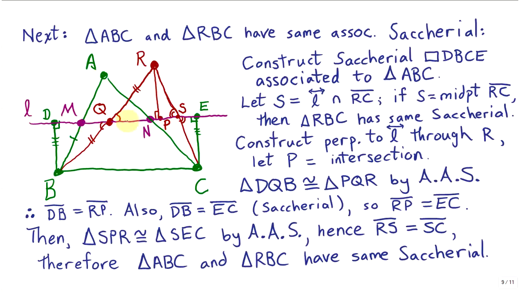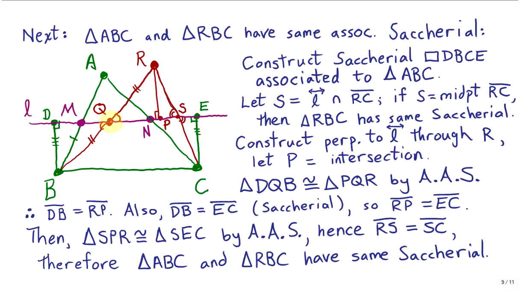We have the midpoints M and N, we construct a line L which goes through M and N, and we construct our perpendiculars. One through the point B and one through the point C. Mark the new 2 points as D and E. Our associated secarial is DBCE. Next, the segment RC intersects the line L in some point. Let's mark that point of intersection as S.